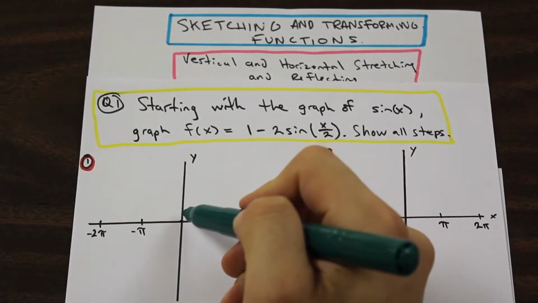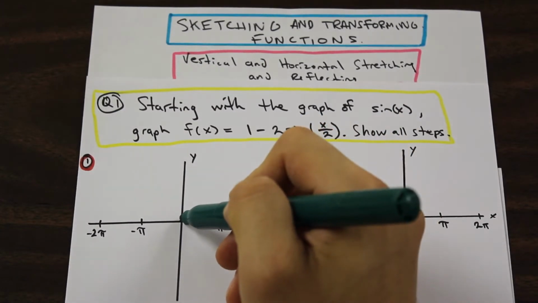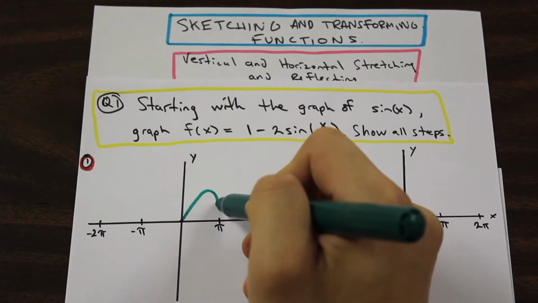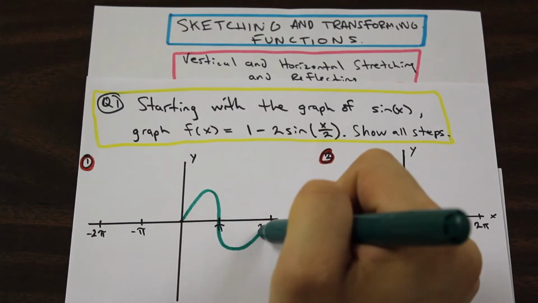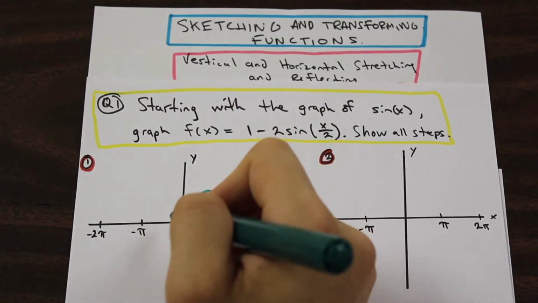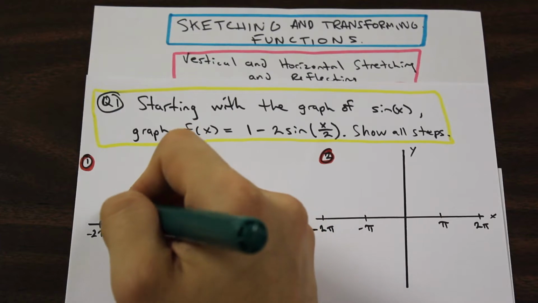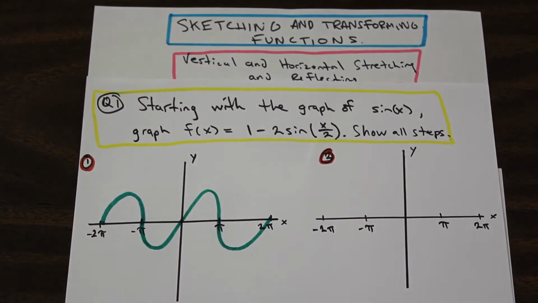So sine x, I'm going to use green here so we can see it better. Sine x starts from the origin, and then it goes up, and then it passes through pi, and then it goes back down, and then it passes through pi over 2 on the right side of the y-axis. And then on the left side of the y-axis, it does essentially the same thing, just opposite.